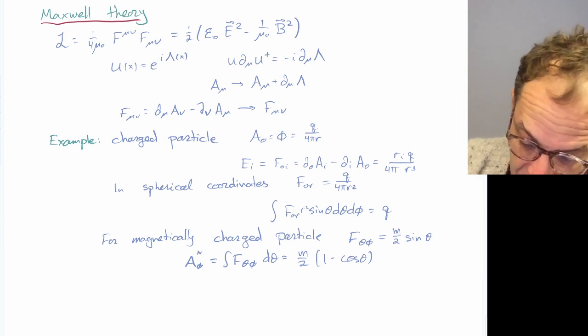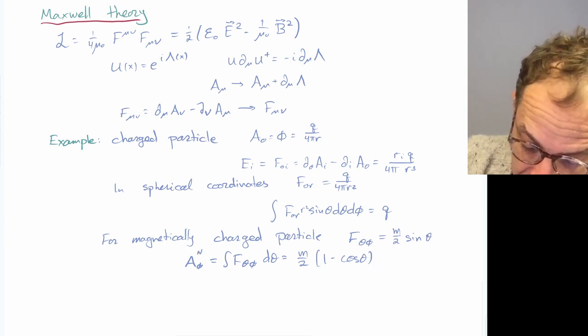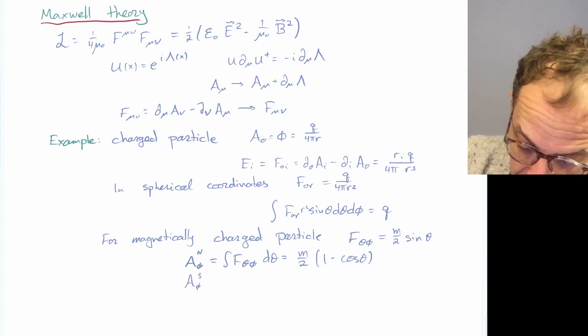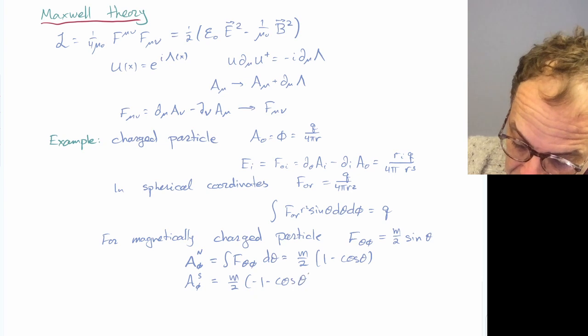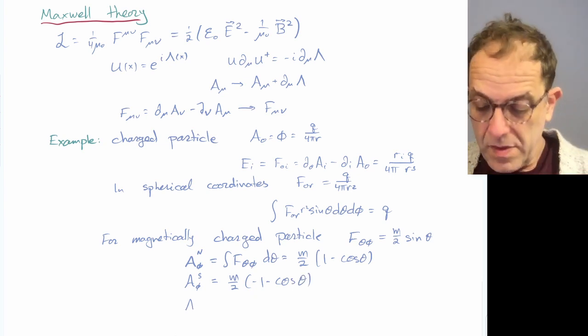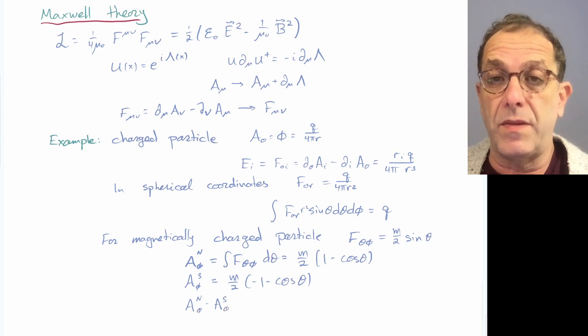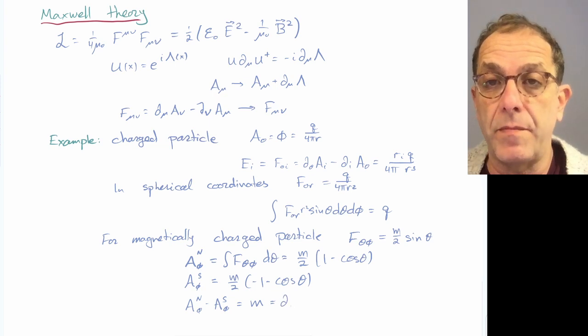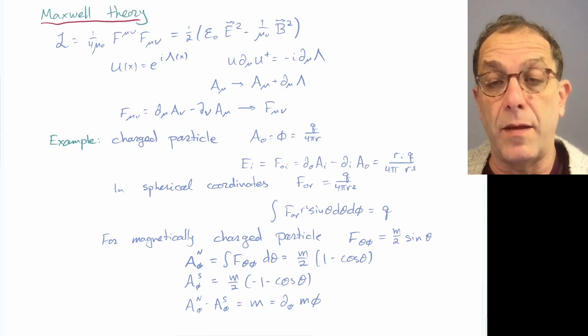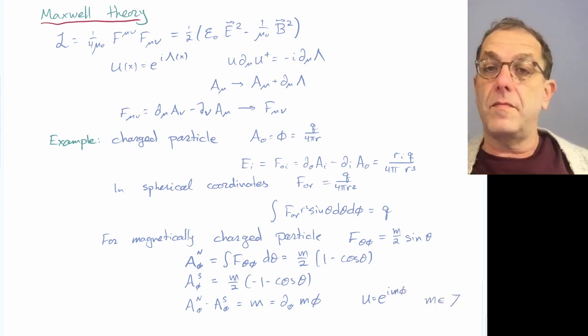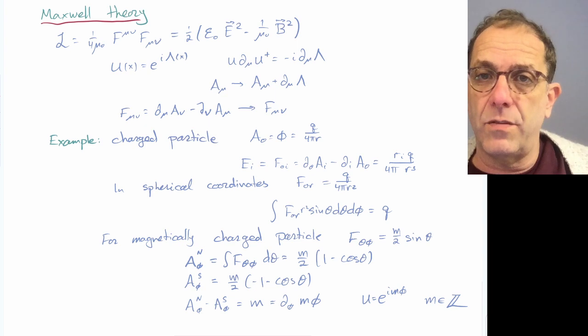So I call this the north gauge field, and the south one will be equal to m over 2 times minus 1 minus cosine theta. And the difference between them is simply m, which is the derivative of the function m phi. And then if I demand that u equals e to the i m phi is single valued, that will tell me that m is an integer. This, of course, is the Dirac quantization condition.